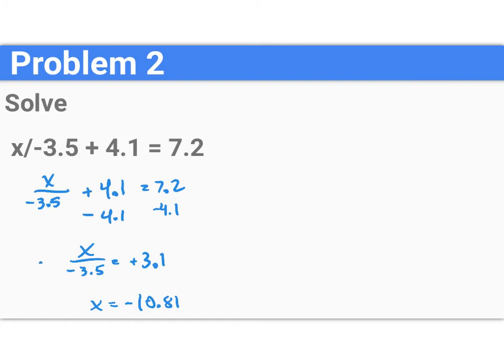So what I did was multiply both sides by negative 3.5 because you cancel out. And there you go. Do one step at a time. Rewrite your entire equation that is left.